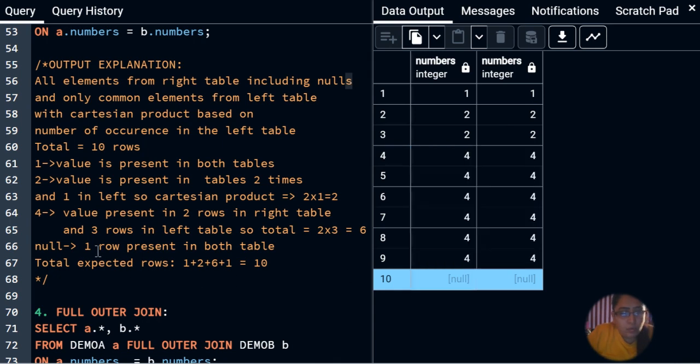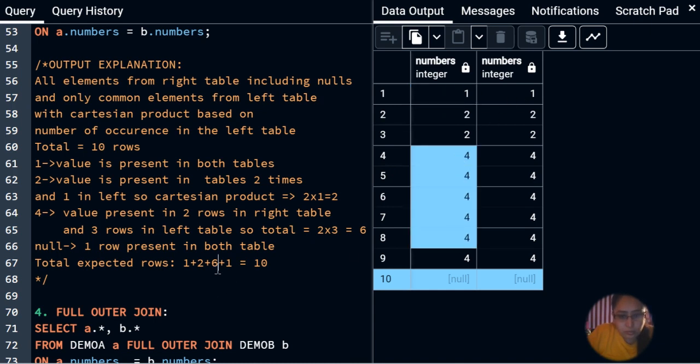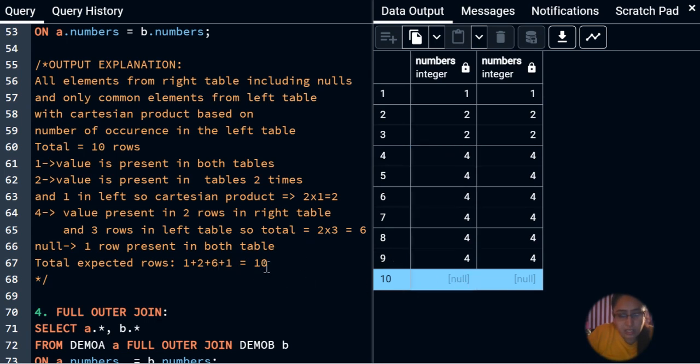We see only one row present in both the tables for the null value, so we get one null row as well. So if we total the expected rows in this table, we get 1 for value 1, 2 rows for value 2, 6 rows for value 4, and 1 row for null. So the total is 3 plus 6 is 9, plus 1 is 10. So we get the output as 10.